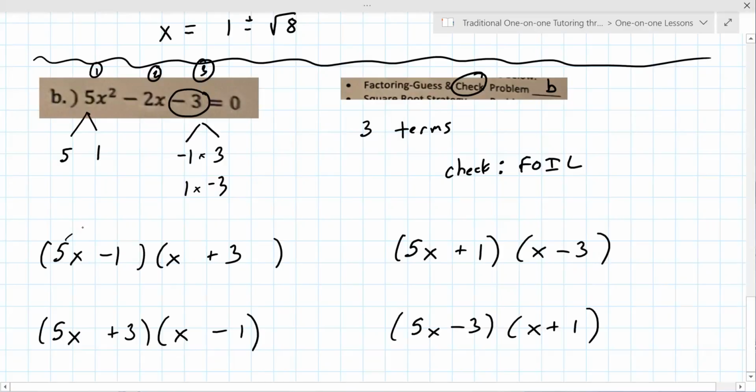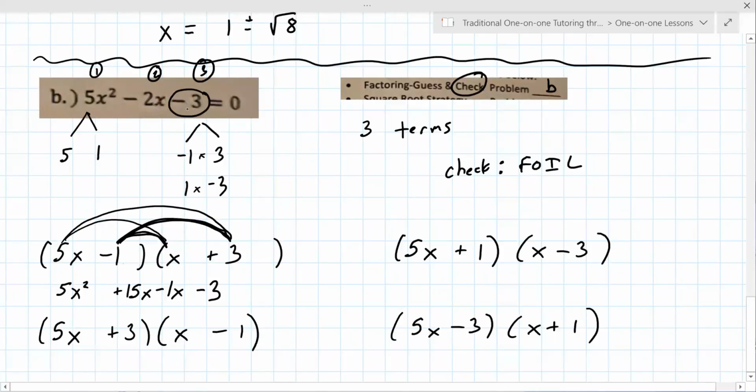FOIL means take 5x and multiply it by x. 5x times x is 5x squared. Then you do the outer: 5x times 3, that's 15x. The I stands for inner, minus 1x, and then L stands for last, which is -1 times 3, that's -3. And then you add these all up, and hopefully it equals the one that you started with.